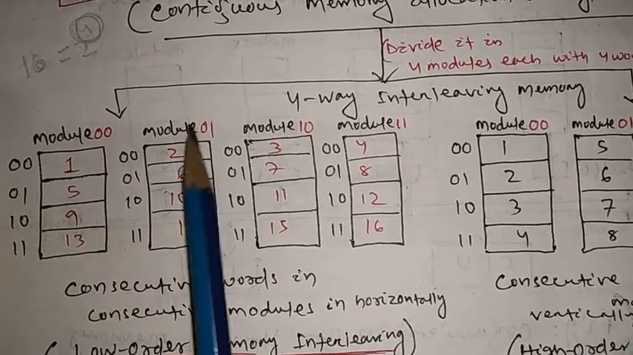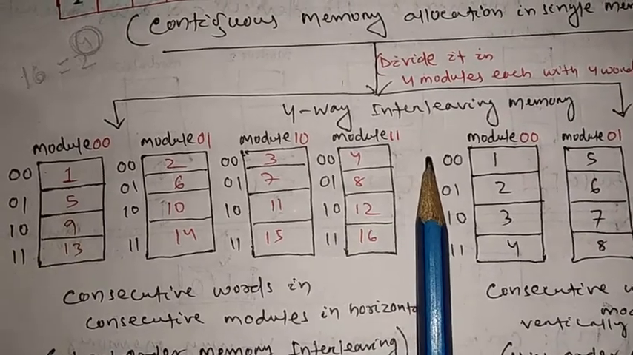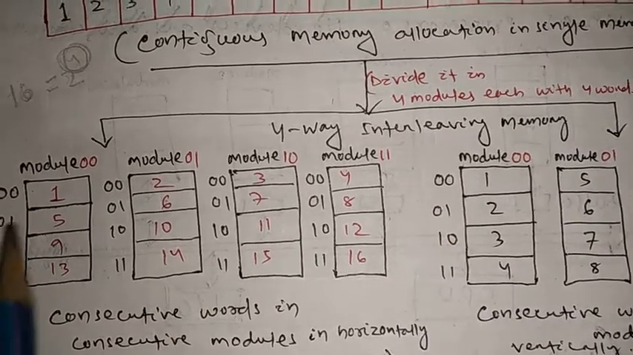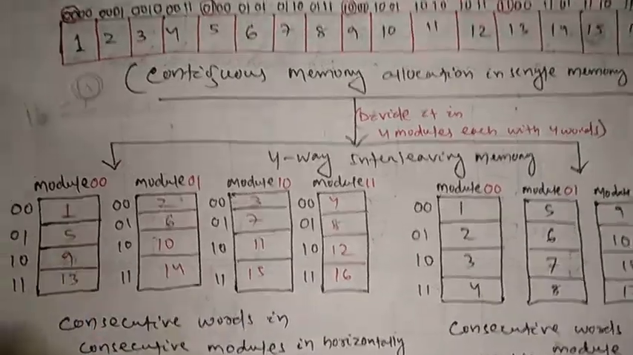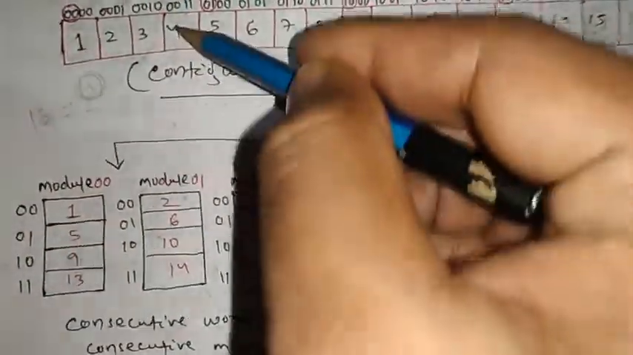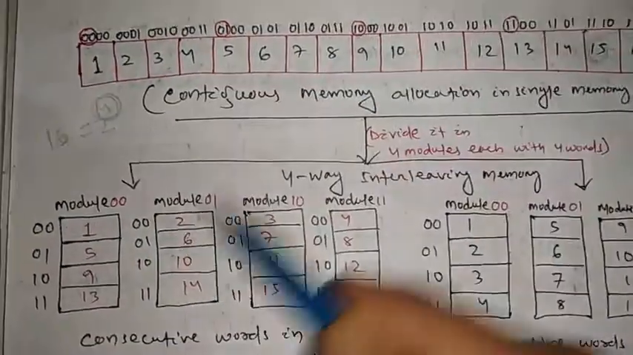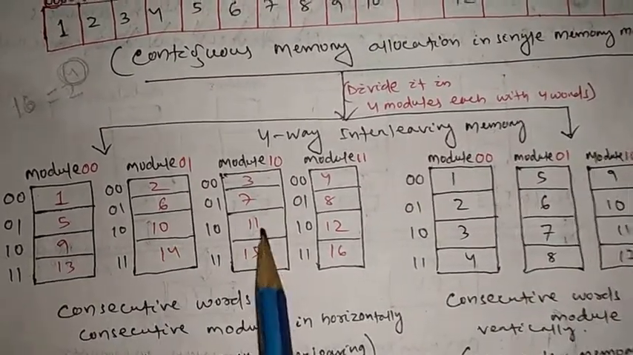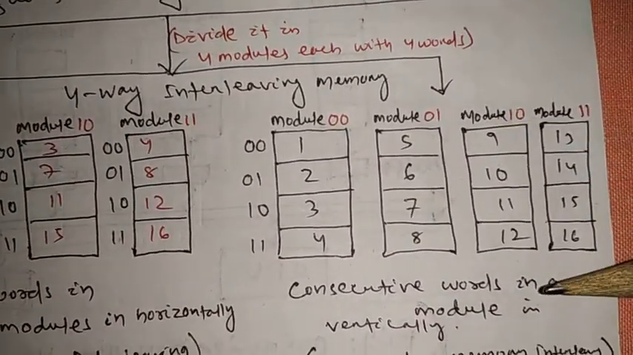Look here, there are 4 modules: module 00, module 01, module 10, and module 11. And data are represented in which manner? Horizontal manner. Look, word 1, word 2, word 3, word 4 are in the first row, then word 5, word 6, word 7, word 8, then 9, 10, 11, 12, 13, 14, 15, 16. So this is the horizontal manner.